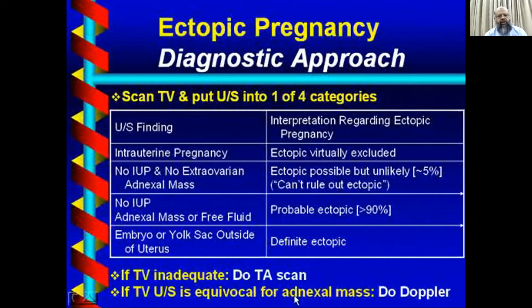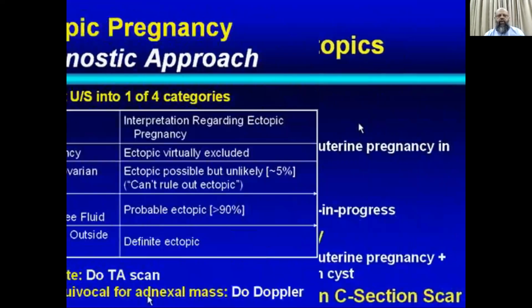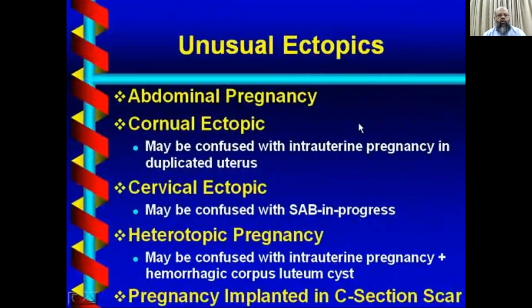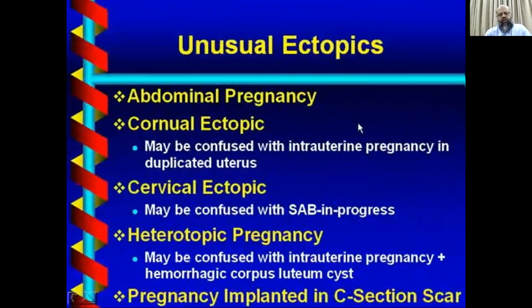No intrauterine pregnancy, adnexal mass or free fluid, the probability of ectopic will be about 90%. Embryo or yolk sac outside of the uterus, it is definite ectopic. If TVS is inadequate, do a transabdominal scan. If TVS is equivocal for adnexal mass, do Doppler. Unusual ectopics include abdominal pregnancy, cornual ectopic, cervical ectopic, heterotopic pregnancy, and pregnancy implanted in C-section scars.